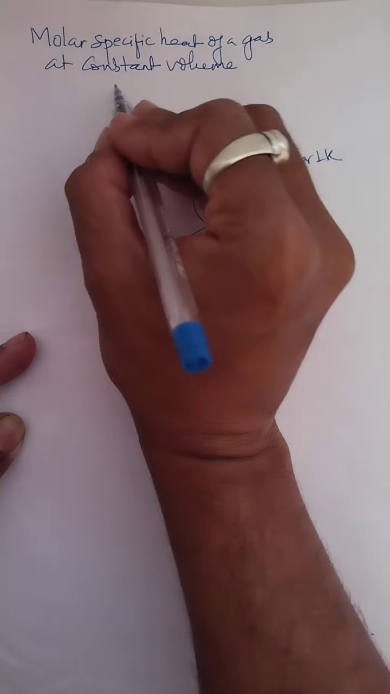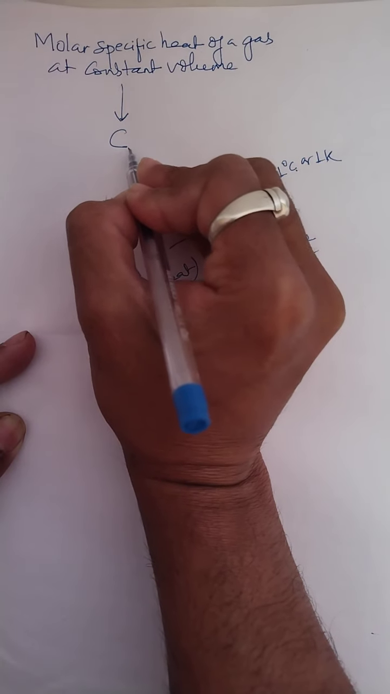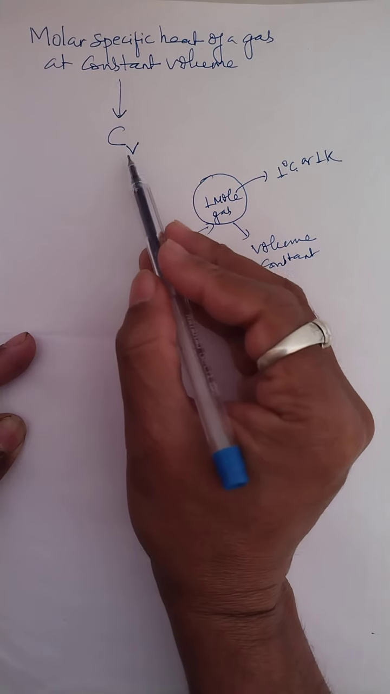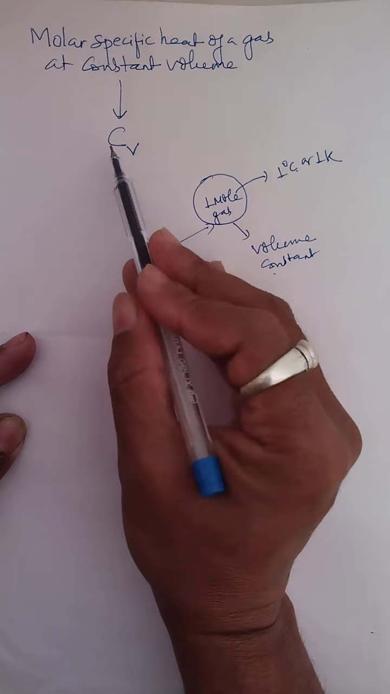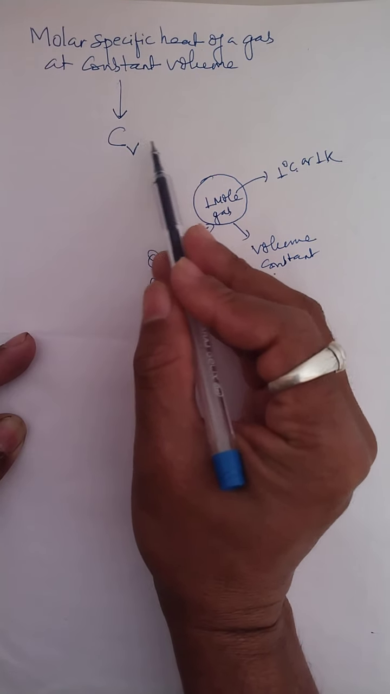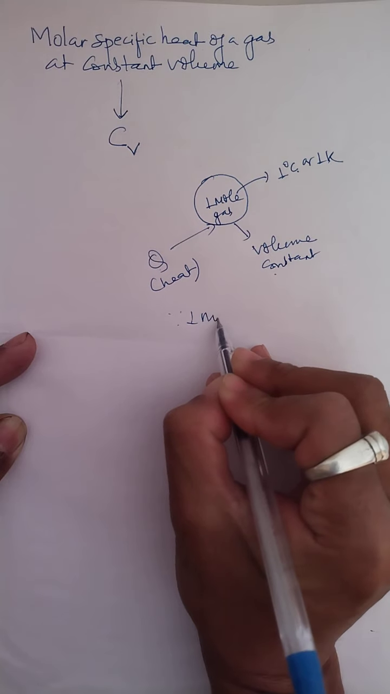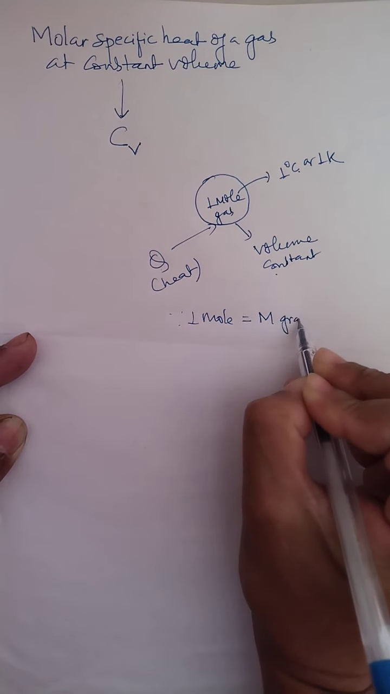This molar specific heat of gas at constant volume is also marked by the symbol capital letter C_V. So children, no confusion here with small letter c_v and capital letter C_V. Capital letter C with V means this is molar specific heat of a gas at constant volume. But as I know, 1 mole of every gas is equal to M gram of the gas.